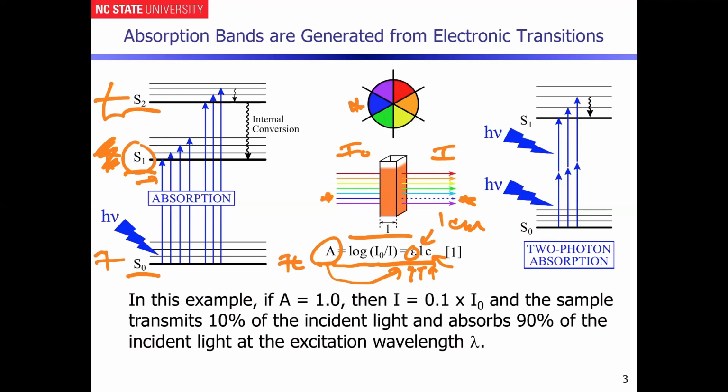And this is the example that was up here. Just remember, if the absorbance of a sample is 1 at the peak wavelength, the intensity is 0.1 of that times I0. So that is telling you you're transmitting 10% of the incident light and absorbing 90% at the wavelength that you're observing. So it gives you an idea of the complementary processes between absorption and transmission. Whatever is not absorbed is transmitted, and whatever is not transmitted ends up being absorbed.